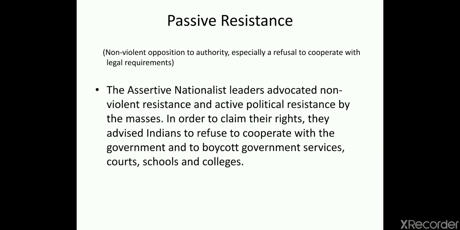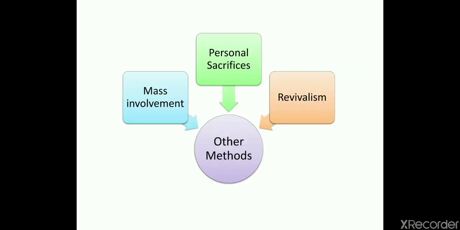So here, instead of showing violent ways, the assertives were promoting passive resistance, in which they wanted the people to be neutral, not to participate or work for the government, or just to boycott government services, courts, schools, and colleges. So these were the major methods adopted by the assertive leaders. Apart from this, many other methods were also adopted by them. They were like mass involvement, personal sacrifices, and revivalism.